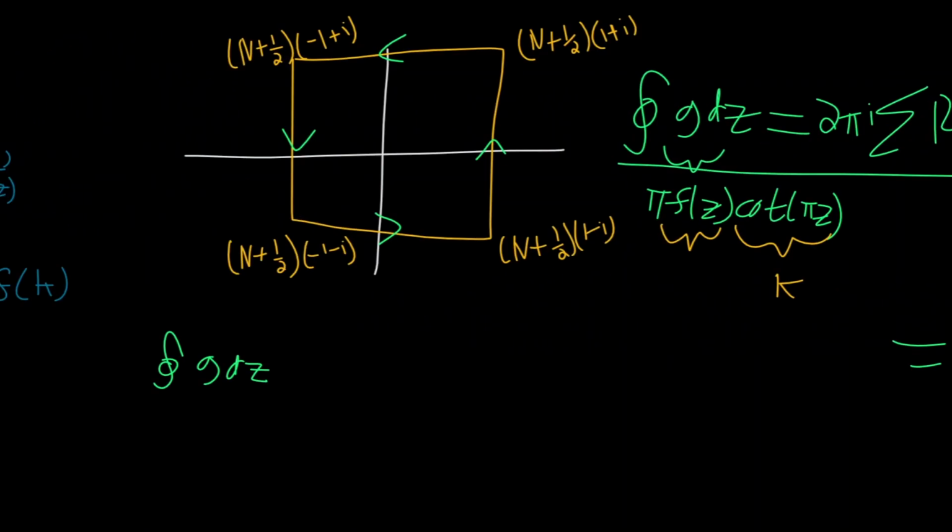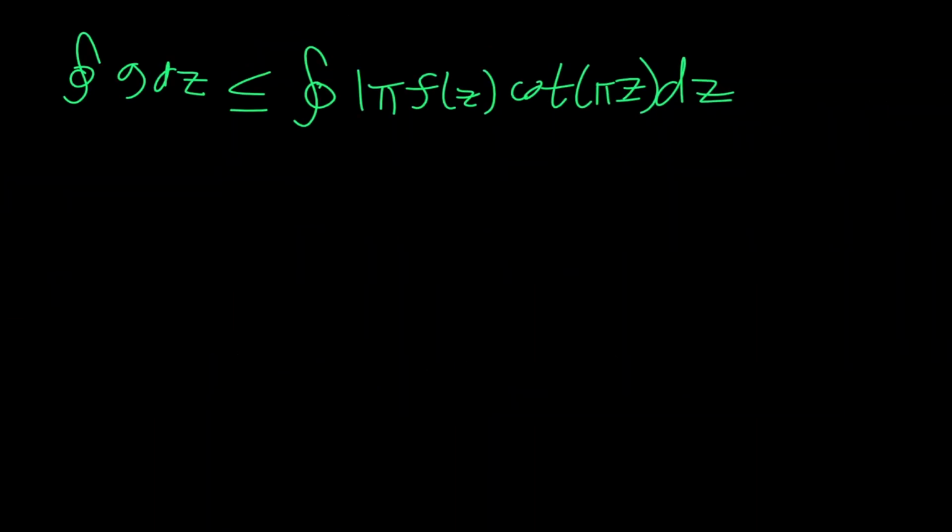So let's go ahead and prove that, shall we? One way we can get an upper bound for it, so that we know this is going to be less than or equal to the contour integral of the absolute value of g. But what's the absolute value of g? We can say that this is the absolute value of pi times f of z, and then times cotangent of pi z, and then dz. But let's take a look at this cotangent term right here. Let's consider the absolute value of cotangent of pi z just for one moment.